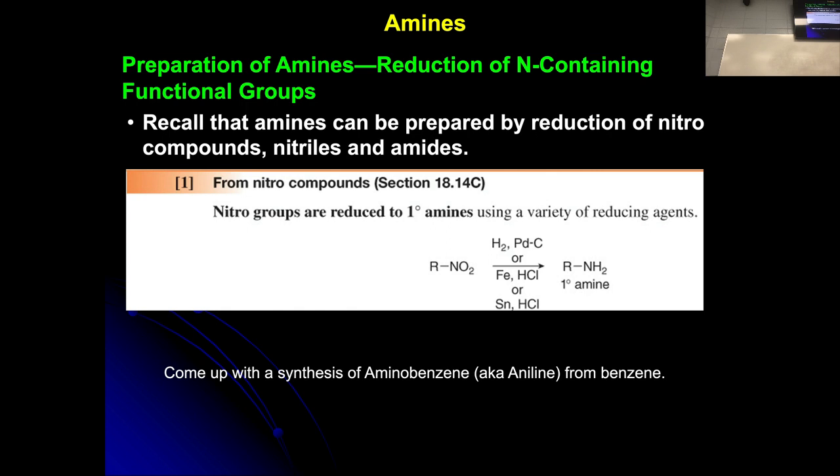So I know that I want to get to nitrobenzene. What do I need? What kind of reaction is that? Three letters. Pardon? No, it's not an SN reaction. No. This has to do on an aromatic ring, right? What do we call that?